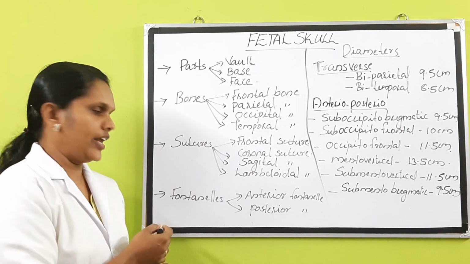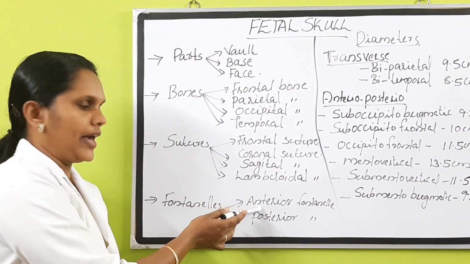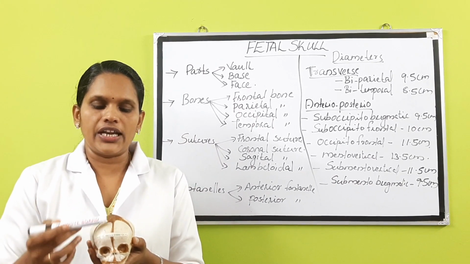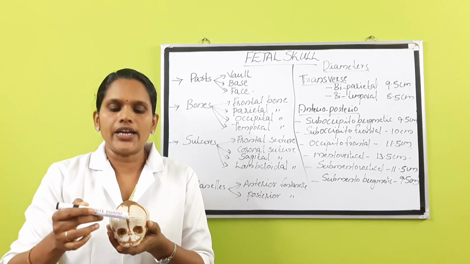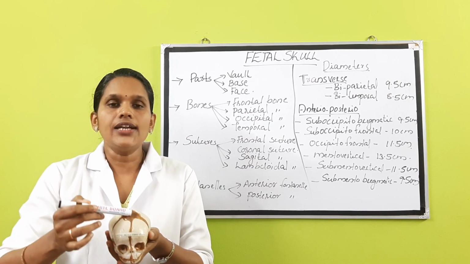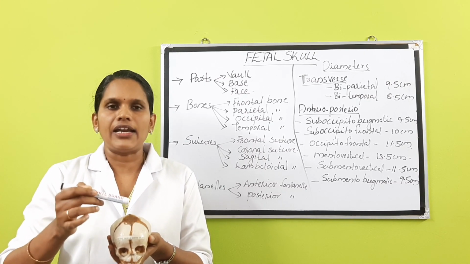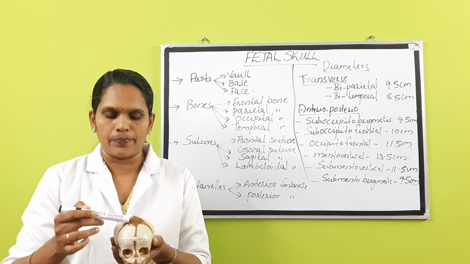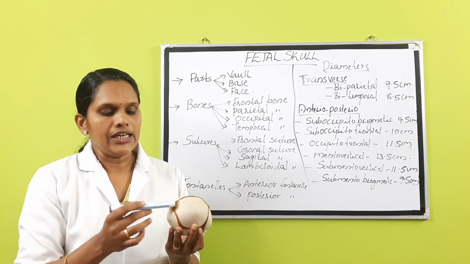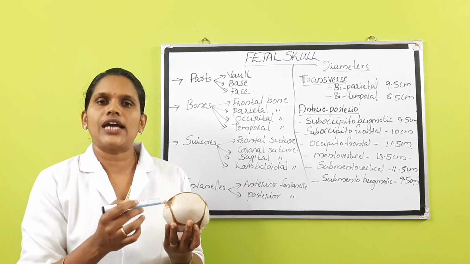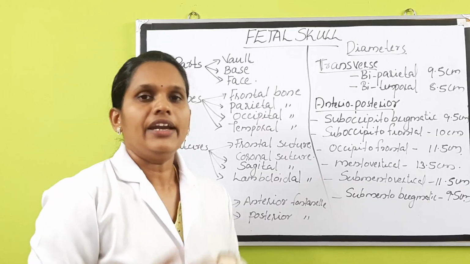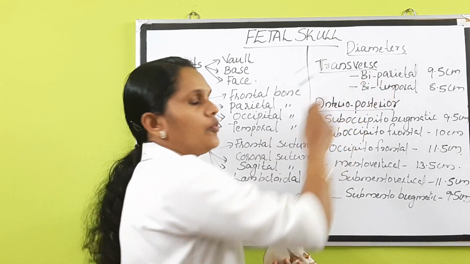The next is fontanelles: the anterior fontanelle or bregma, then the posterior fontanelle or lambda. The anterior fontanelle is formed by the union of the frontal suture, coronal sutures and sagittal suture. It is diamond shaped and closes at 1.5 years. The posterior fontanelle or lambda is formed by the union of the sagittal suture and lambdoidal sutures, and it closes at 6 weeks of age. Then we explained about the diameters of the fetal skull.